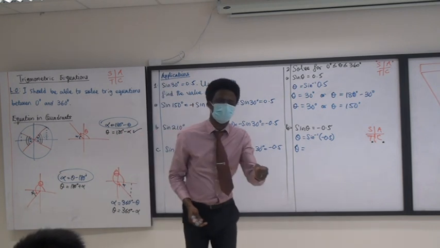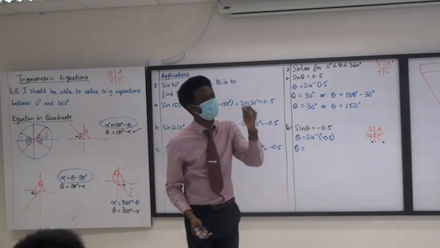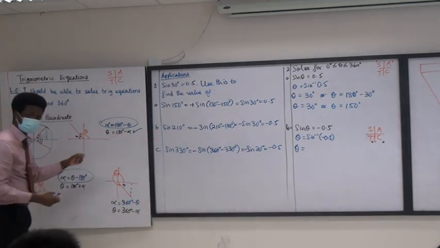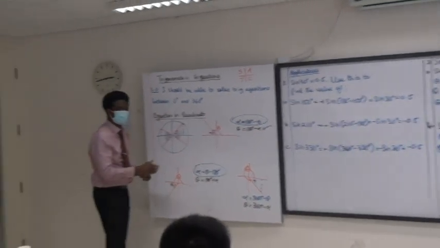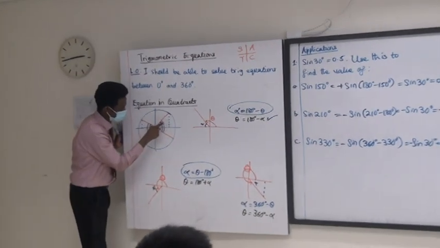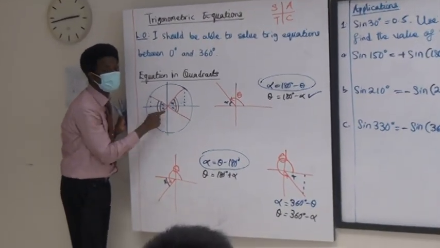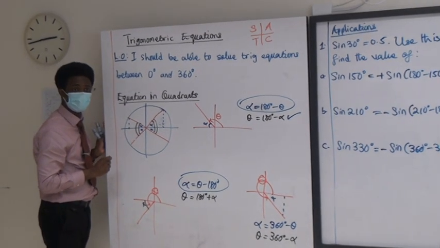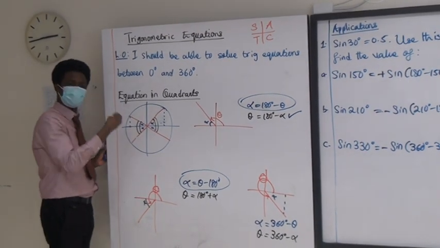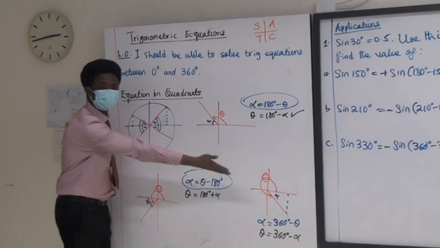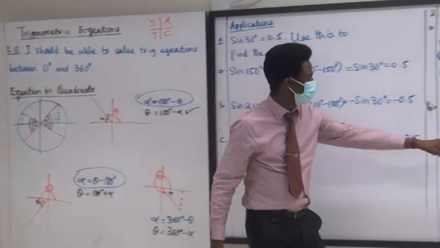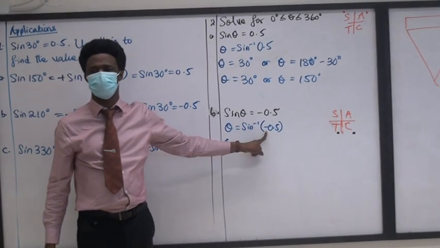To make life easier, all you need to do is find the acute equivalent. What do I mean by acute equivalent? All these alphas is what you need. And to get all these alphas, because if you get the alphas, you can easily just do the addition and subtraction. To get the alpha, you will remove this minus from your calculator.